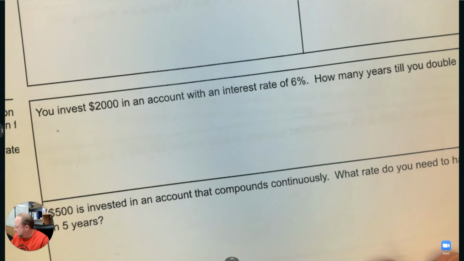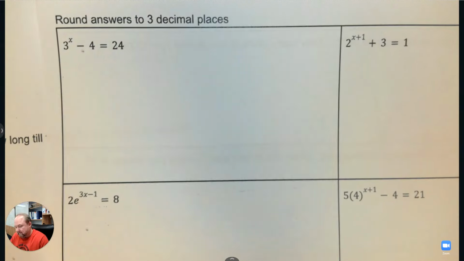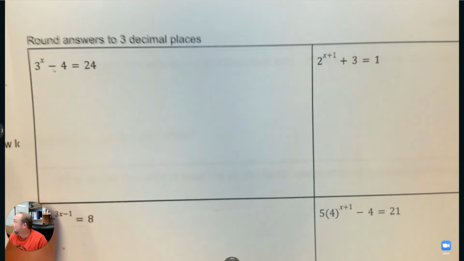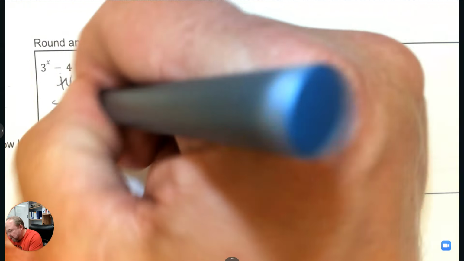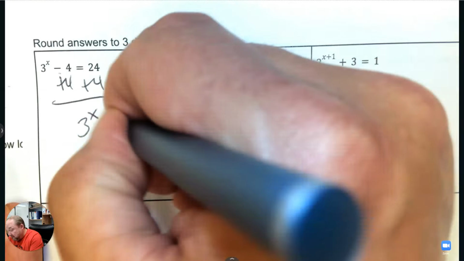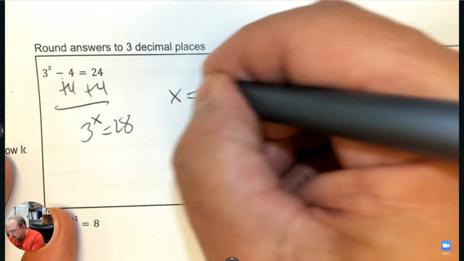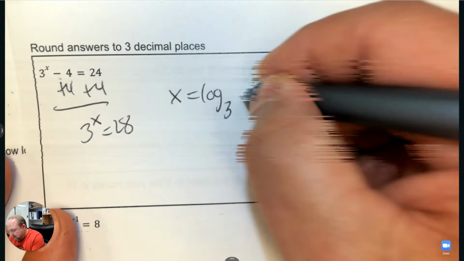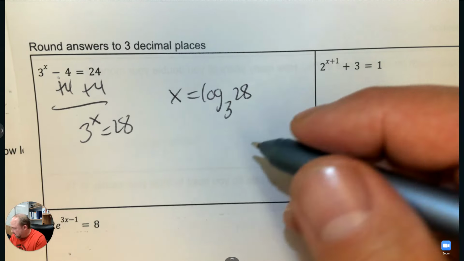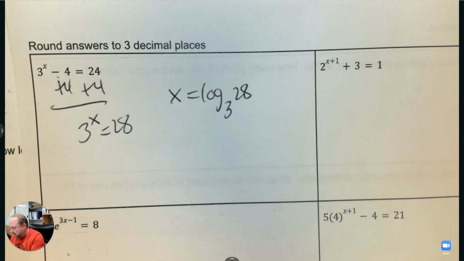We're almost there. Maybe not. All right, let's solve this equation together. You're going to add 4. You're not doing this to finish your work. You're doing this to learn so you don't fail the exam. Write it as a logarithm. The exponent, the log, base 3 of 28, and then use your calculator to get the answer. So log 28 divided by log 3.